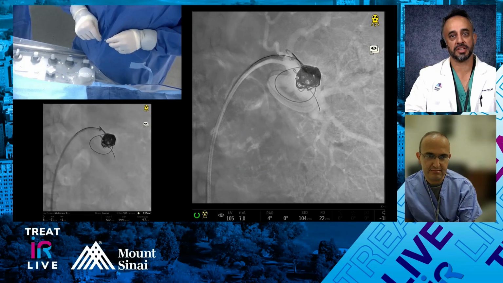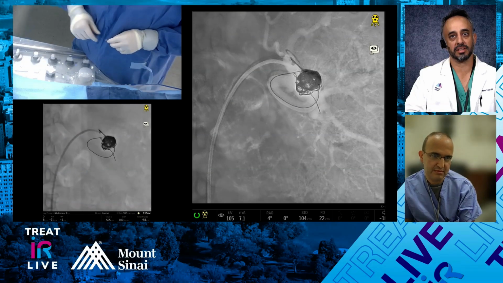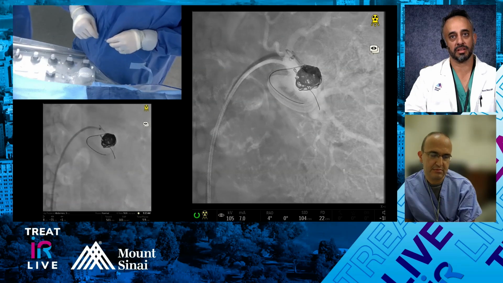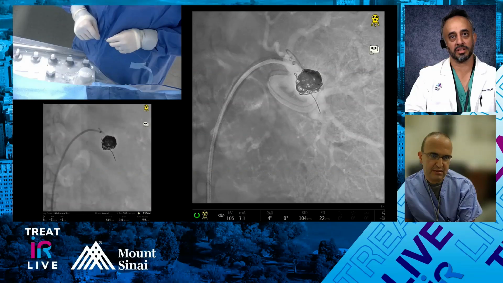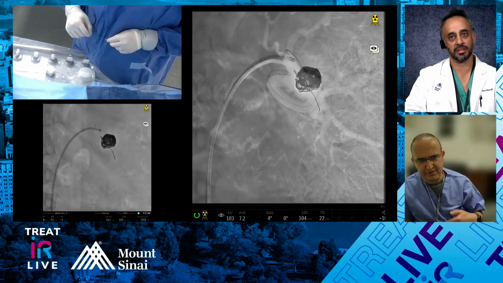Do you guys use that at all? I have not, but that's interesting. I've done it, I think, once, but I've not felt really a need to do it in most cases. It's very clever. It also tends to anchor your 6 French catheter so you can go further.